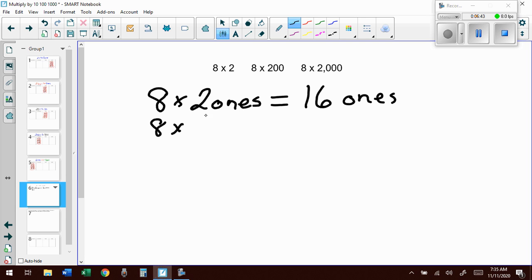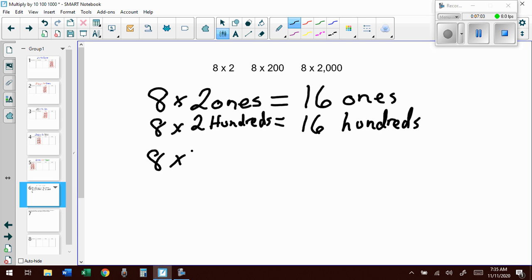8 times 2 hundreds. Remember that pattern. 8 times 2 is 16 hundreds. And 8 times 2 thousands, sticking with that pattern, equals 8 times 2 is 16 thousands.